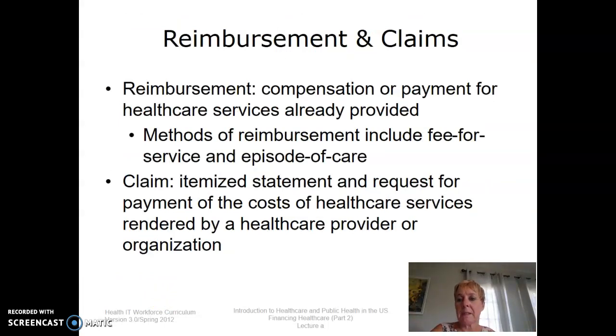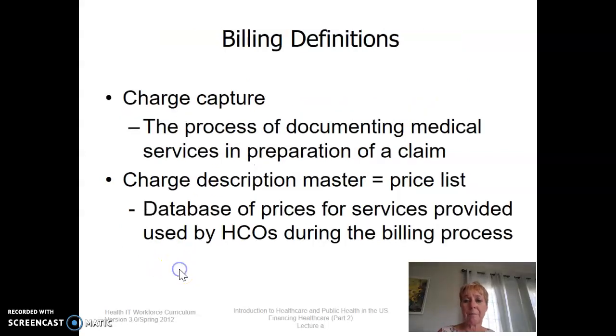So reimbursement and claims. Reimbursement means the payment or compensation you get for those healthcare services that were provided. Two kinds of reimbursement are fee-for-service and episodic care. Now, this OER calls it episodic care. Episodic care is about the equivalent of the prospective payment system. So you don't see episodic care used too much, and in your textbook it's called PPS. A claim then is that itemized statement request for payment of the cost of healthcare services that the provider or the organization gave. That's the claim.